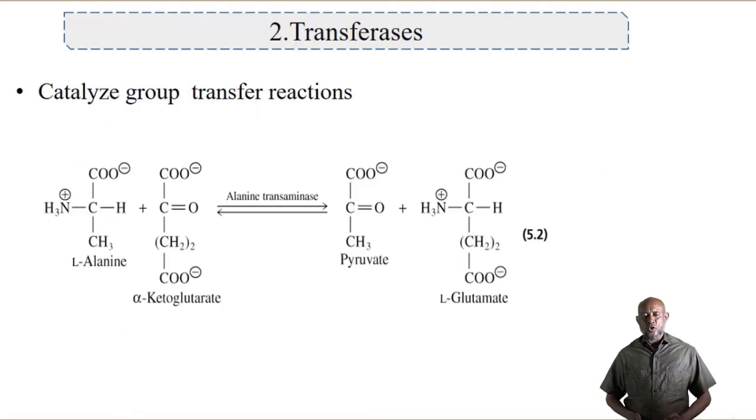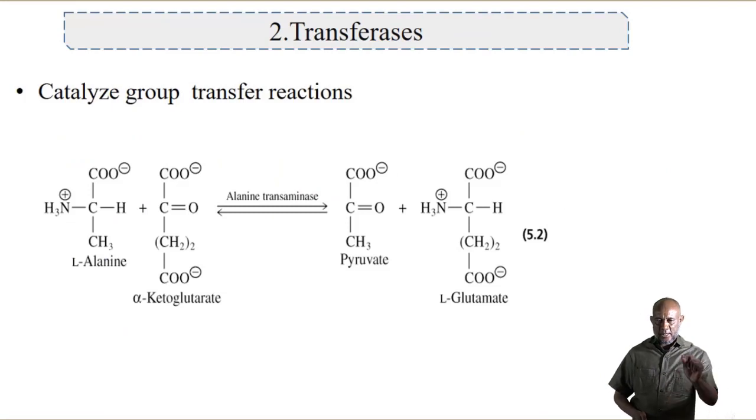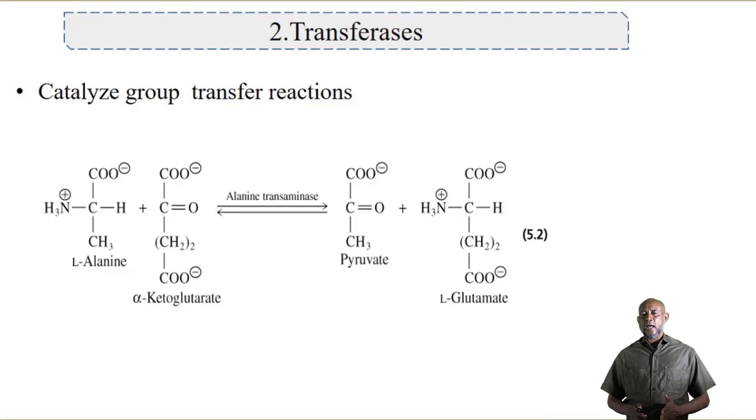Now, let's look at the biochemical reaction. A typical example of the biochemical reaction for the second class of enzyme, transferase, is the catalytic group transfer reaction. It catalyzes a group transfer reaction. You see L-alanine with alpha-ketoglutarate. The enzyme involved in this case is alanine transaminase. And the products are pyruvate and L-glutamate. That is the transfer reaction.